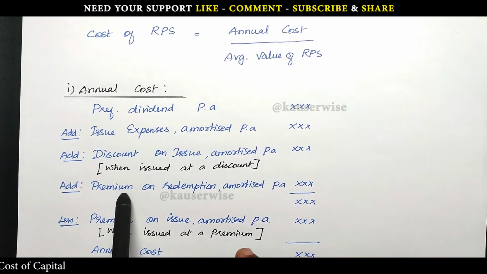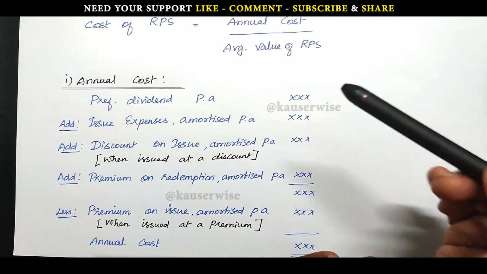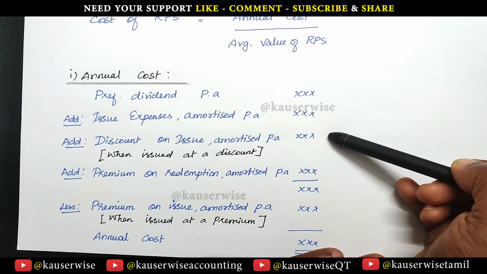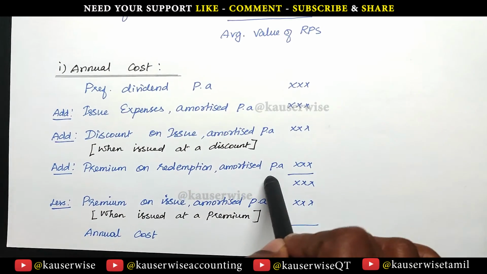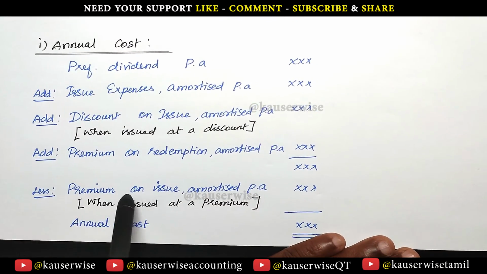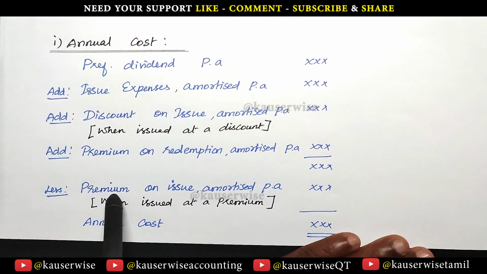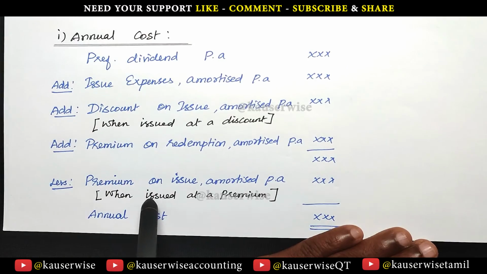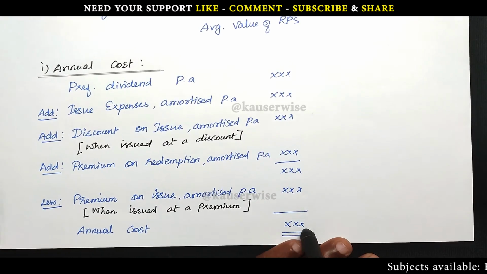So that amount needs to be added along with the preference dividend in order to find out the annual cost. Again I repeat, the starting point is preference dividend per annum plus issue expenses if any plus discount on issue. And the next one is premium on redemption. So these are the three possibilities we need to add. And the only item we need to subtract is premium on issue. If the company decided to issue preference shares at premium, in case of discount we need to add, in case of premium we need to subtract. That is premium on issue amortized per annum. So this is the formula to find out annual cost.